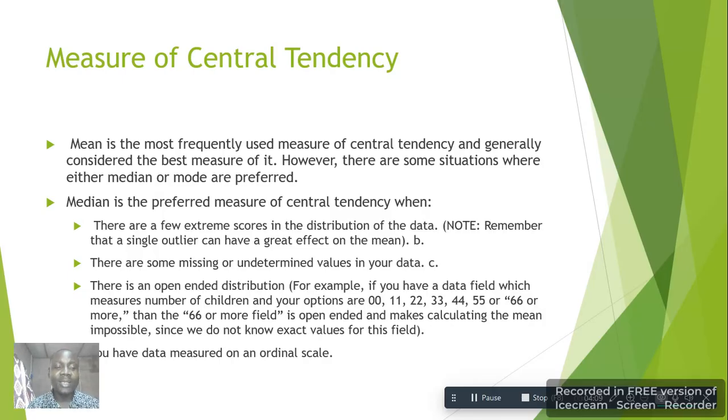Another measure of central tendency is the median. Median is the preferred measure of central tendency when there are few extreme scores in the distribution of the data. Remember, a single outlier can have great effect on the mean. There are also some missing undetermined values. So when you have an open distribution, you can use the median.